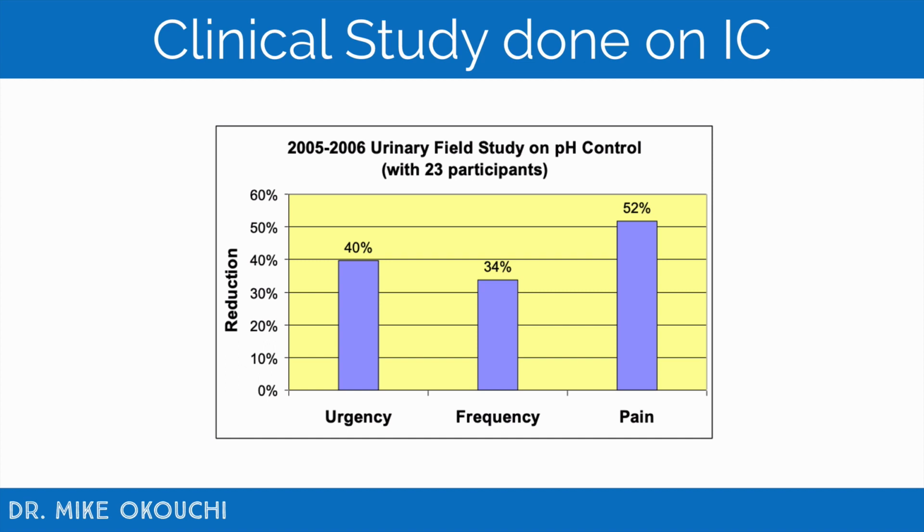Here's another clinical study that was done on interstitial cystitis. This is a very common thing, actually, where you feel a lot of bladder urgency and bladder pain. And they did another clinical study with 23 participants, and they found a 40% decrease in urgency, a 34% decrease in frequency of urination, and a 52% decrease in pain. Pretty phenomenal, right? Considering that a lot of times these people are on pain medications for interstitial cystitis. So when you can swap out a pain medication and utilize something like Alkalete to decrease your urgency, frequency, and pain.